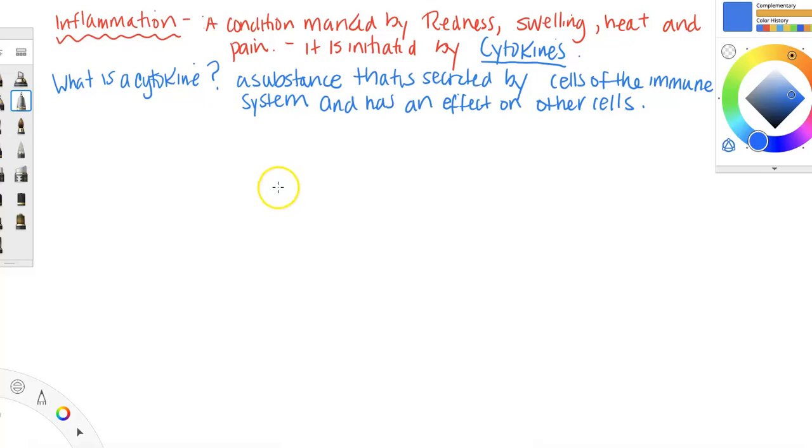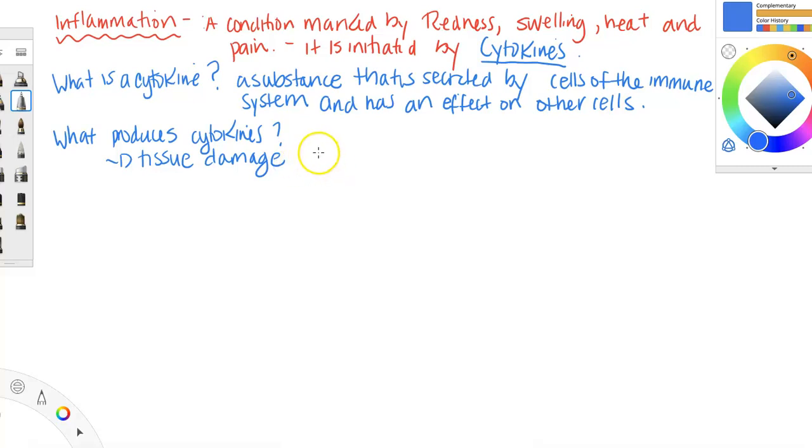So what produces cytokines, or what causes the production of cytokines? Well, one thing is tissue damage. So when you hurt yourself, sprain an ankle, cut your finger, whatever, all those things happen. You get redness there. It starts to swell. It gets hot. It's painful. Okay.